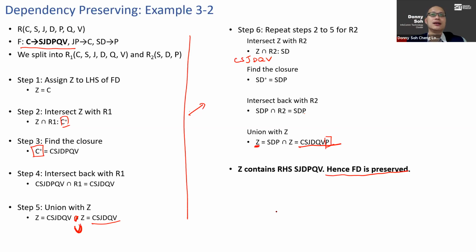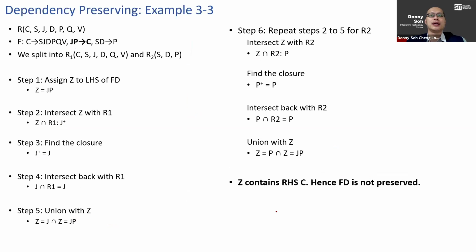So we went through this earlier. The other part was where I scroll a little bit. So I first assign Z to JP. I intersect Z with R1. So R1 is this. Z is JP. Only J comes out. Find the closure of J. Closure of J is still J. Intersect it back with R1, I still get back J. I union J with Z, I get back JP.